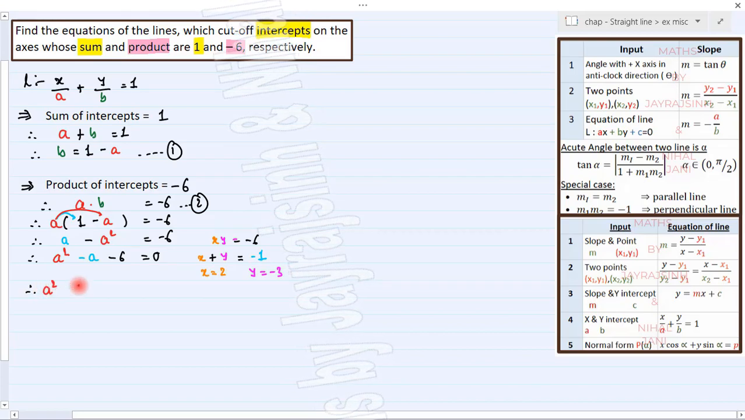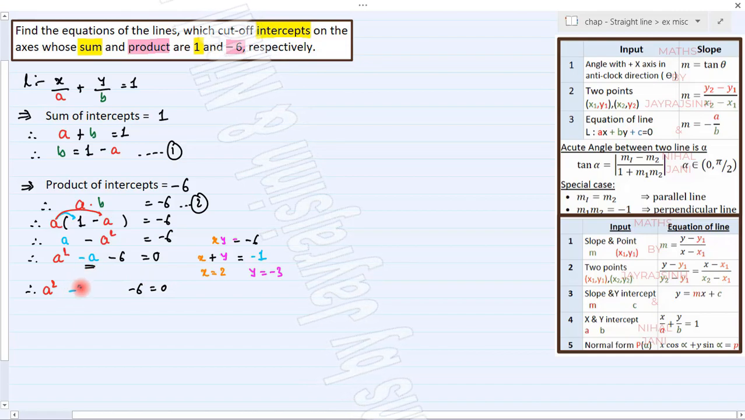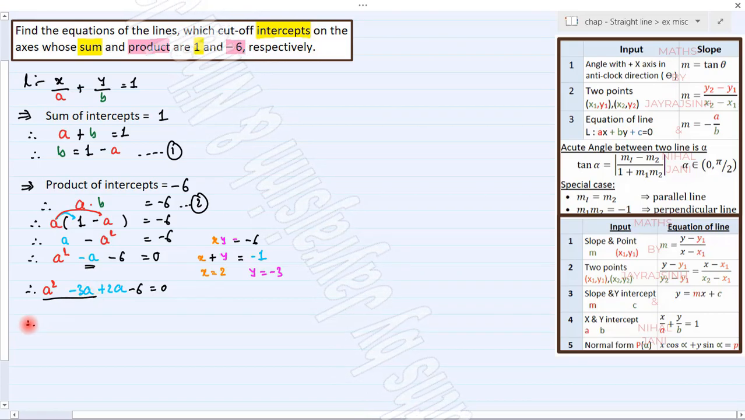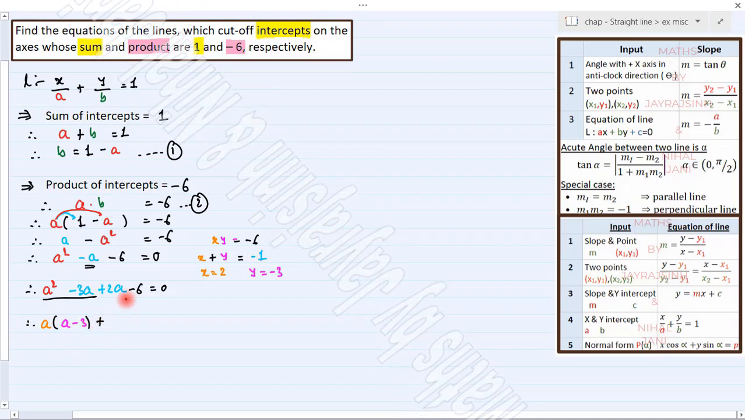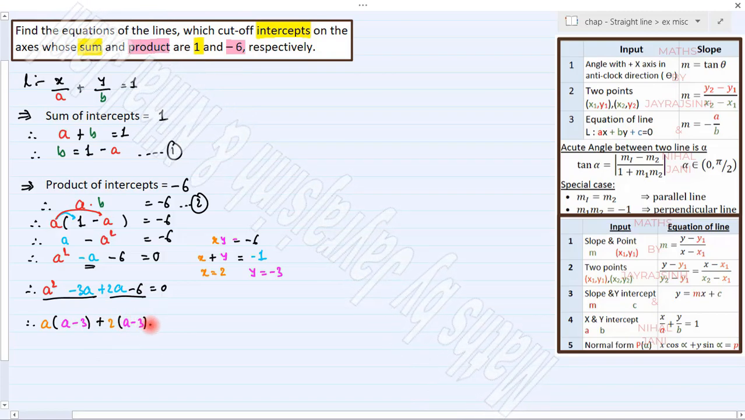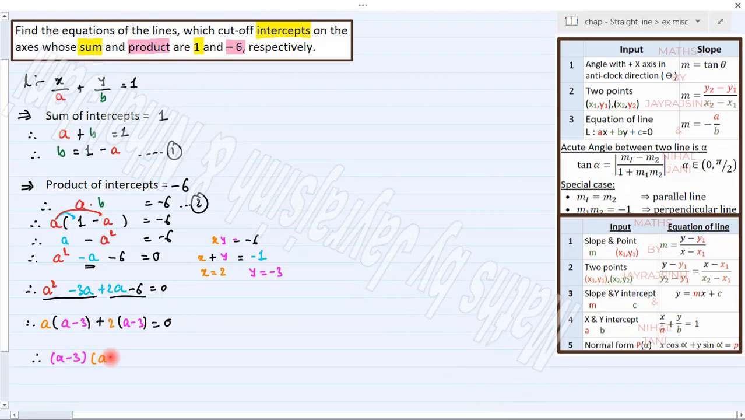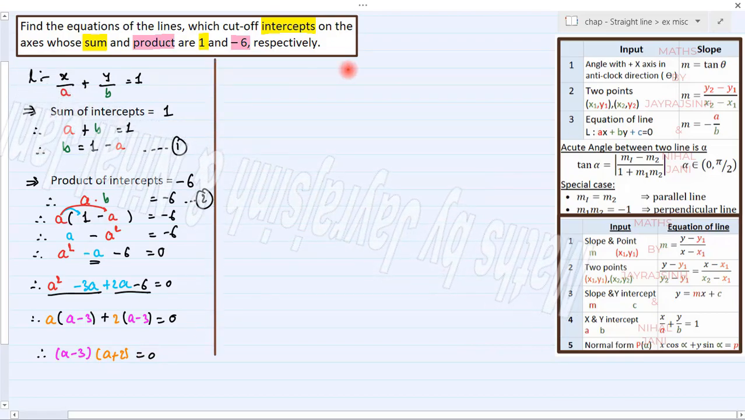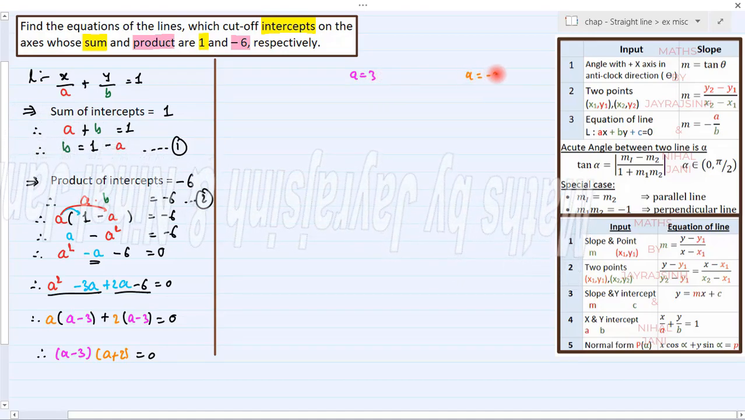So your first and last terms will be as they are. We will split your middle term into minus 3a and plus 2a. From the first two terms we can take a common, so we get a minus 3, and from the last two terms we can take 2 common, so we get a minus 3 again. So here we'll get (a − 3) and (a + 2) as factors. So here we get two options: first one a equal to 3 and second one a equal to minus 2.